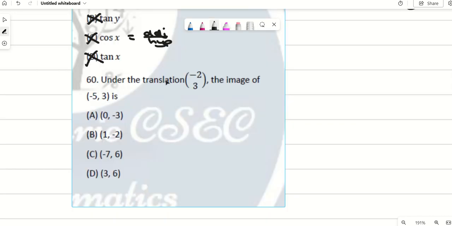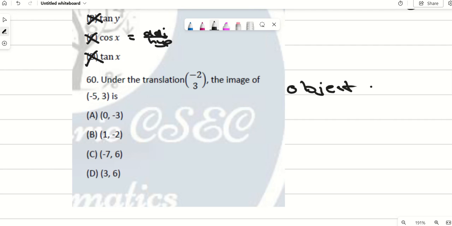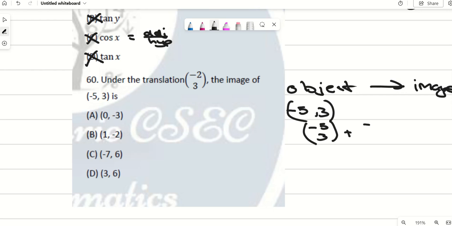Question 60: under translation minus 2, 3, the image of minus 5, 3 is... So we have object to image. The object is minus 5, 3. We turn this into a column vector, so it's minus 5 on top, 3 at the bottom, plus our translation, which is minus 2, 3, to get our image.